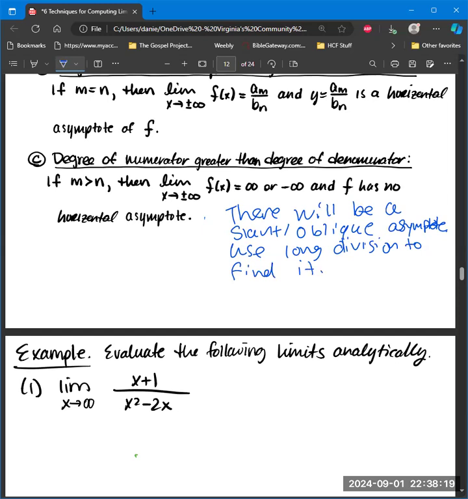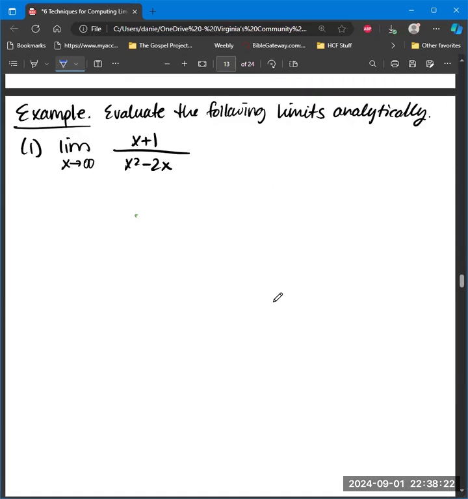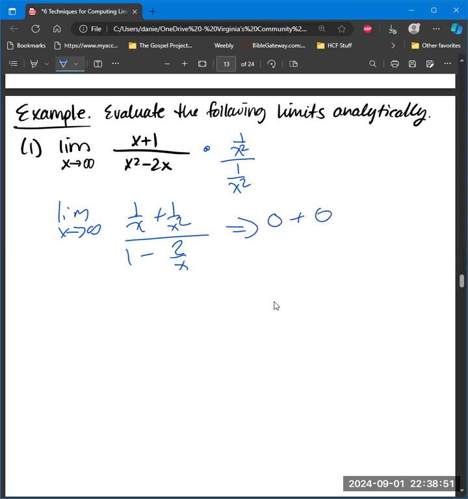All right. Let's evaluate the following limits analytically. Limit as x goes to infinity of x plus 1 over x squared minus 2x. We're going to multiply top and bottom by the reciprocal of the biggest power in the denominator. And that's going to give me limit as x goes to infinity of 1 over x plus 1 over x squared over 1 minus 2 over x. Anywhere that I see an x in the denominator or a negative power of x, that's going to go to 0. So this is 0 over 1, which is 0.